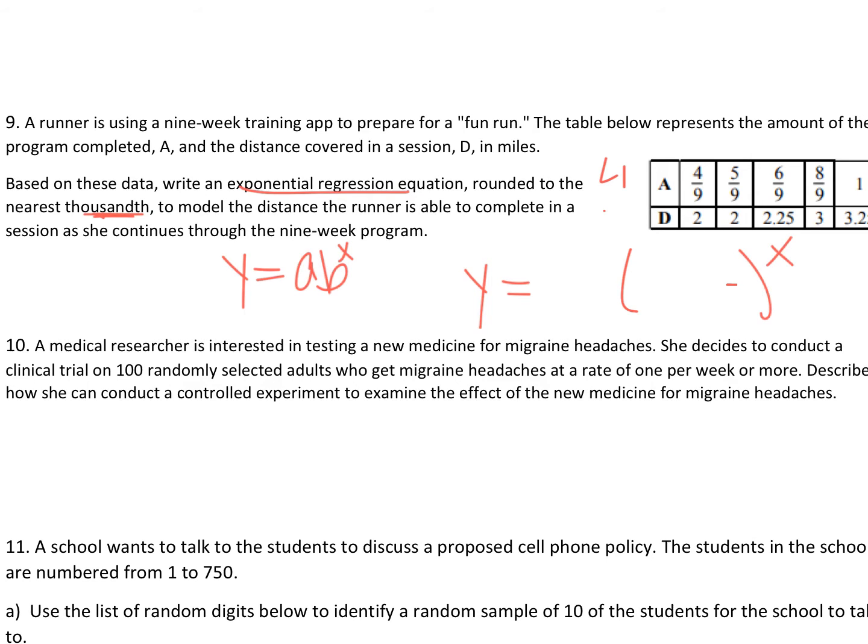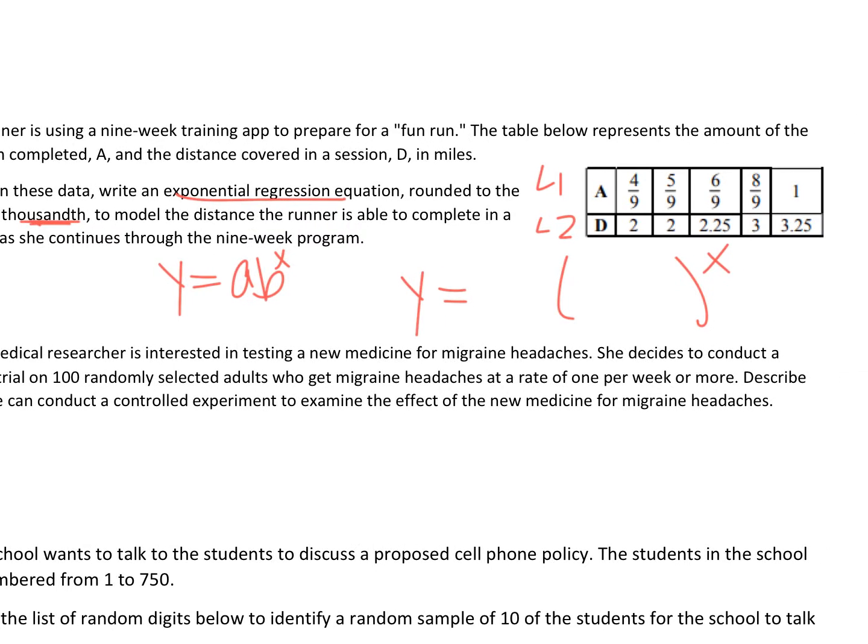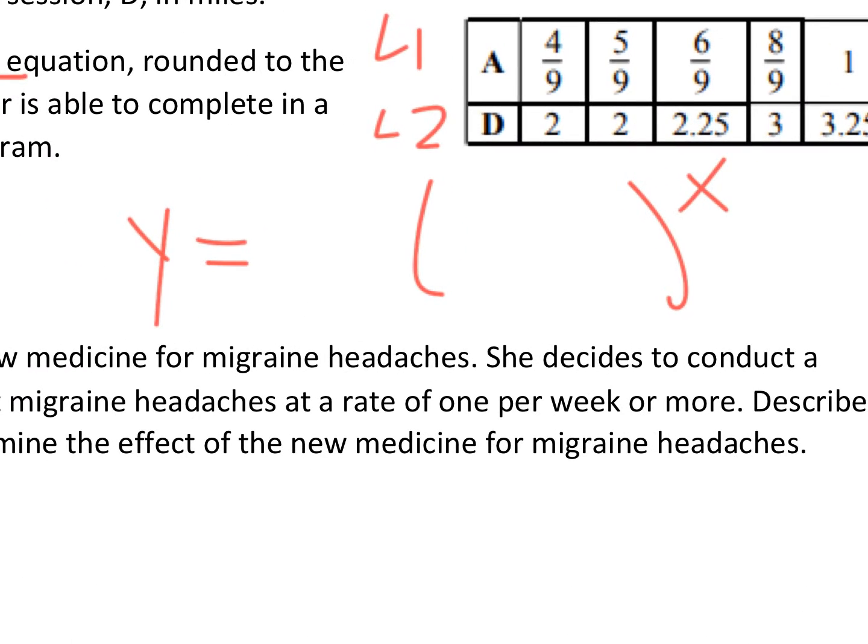You're going to put this into L1 and L2. You're going to press stat, edit, and enter the lists L1, L2. You can just enter with division signs for the fractions. And then you're going to go to stat, calc, and pick exponential regression. And you're going to find the a value to be 1.223, and then the b value to be 2.652.